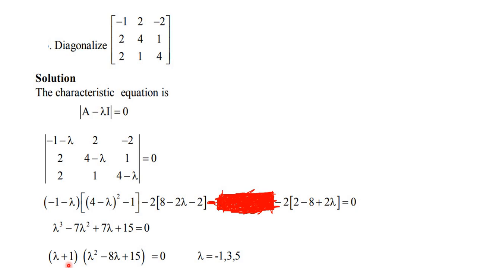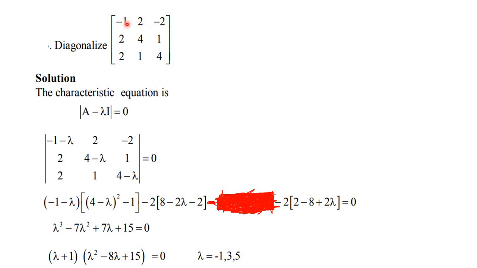So solving this equation, we have lambda plus 1 equal to 0 means lambda equal to -1, and this is the second degree equation, a quadratic equation with sum 8 and product 15. So the values of lambda are 3 and 5. So the values of lambda for this equation are -1, 3, 5. So the eigenvalues are -1, 3, 5.